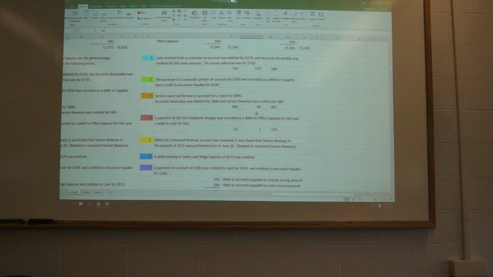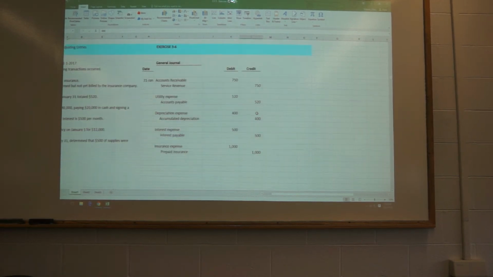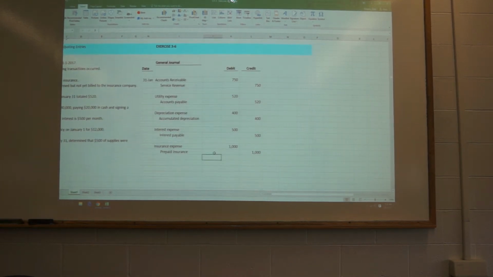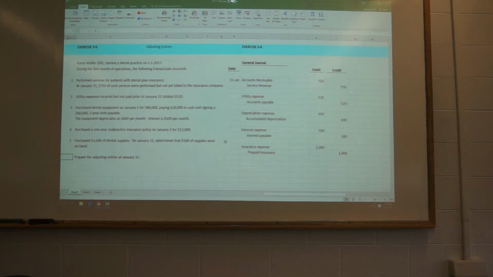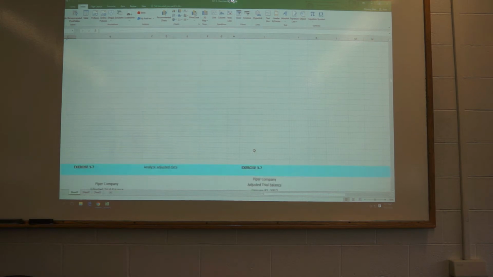Okay, 3.6, just basic adjusting entries. I didn't have any questions in class on these. I think they're all fairly straightforward. And let's see, then we come to 10.